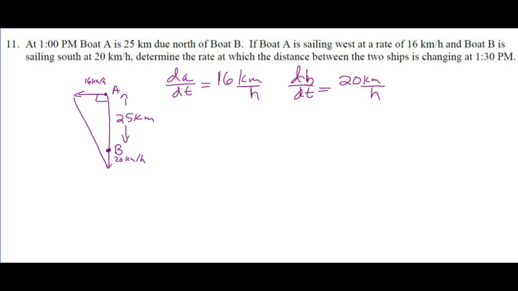So we'll call this distance here little a, and we'll call this distance here little b, right? And that'll be just this. So we've got a right angle triangle with a, 25 plus b, and then let's call that z. So we know that z squared will be a squared plus (25 plus b) squared.